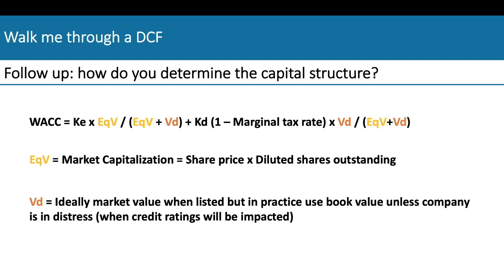But if you're using the current capital structure, then it's quite easy. You just use the current beta. But if it's not, then you're going to have to relever the beta and adjust the cost of debt depending on this ratio. So in practice, you just use the market capitalization, which is the share price times the diluted shares outstanding. And for the value of debt, ideally you'd use the market value when it's listed, but in practice you use the book value unless the company is in distress, in which case the credit ratings would be impacted.